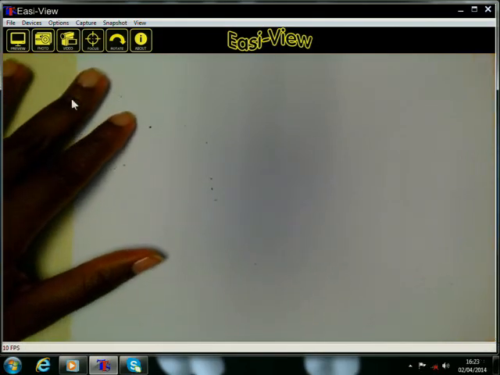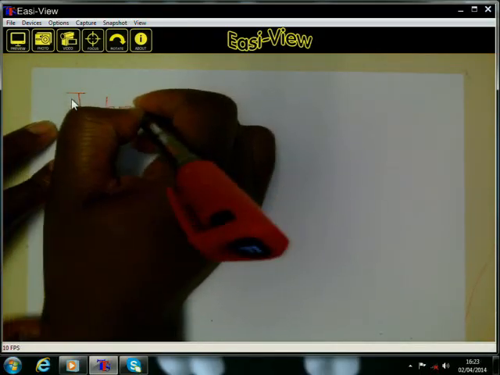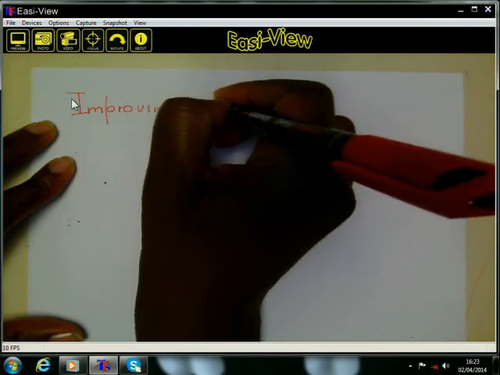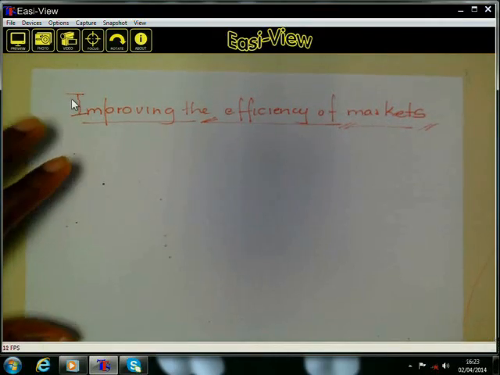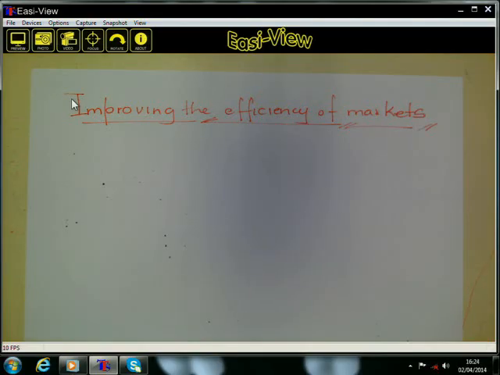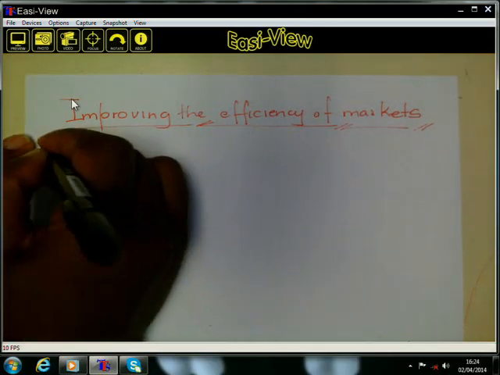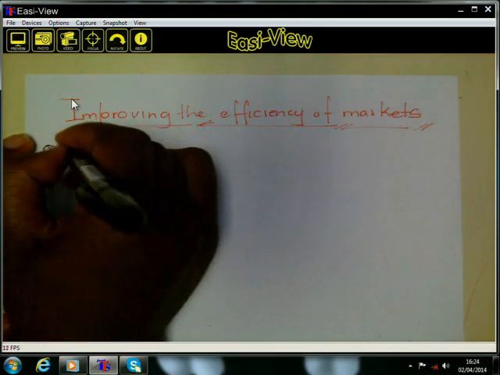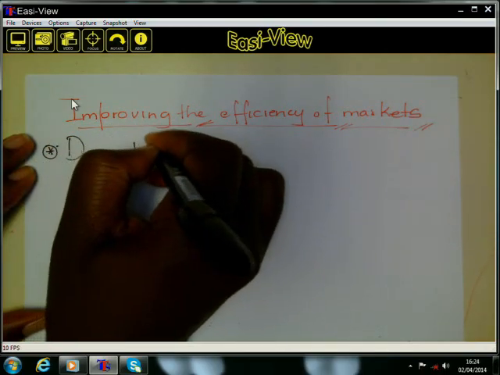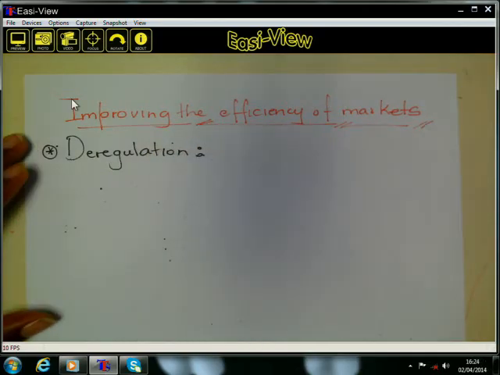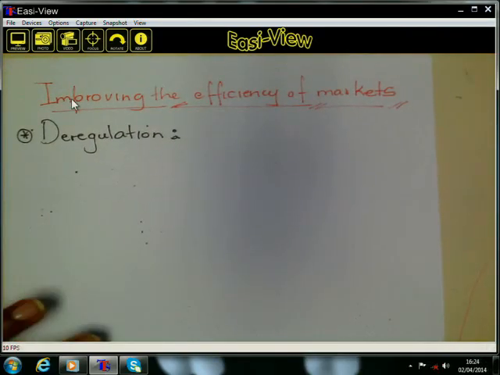Alright then we come to the last factor under supply side policies, which is improving efficiency of markets. So here we are improving the efficiency of markets. If you want your markets to be improved, there are 3 things that they should look at to ensure that aggregate demand and aggregate supply are always equal. They adjust at the same time. Number 1, deregulation. The removal of all these long laws that cause a lot of bureaucracy.